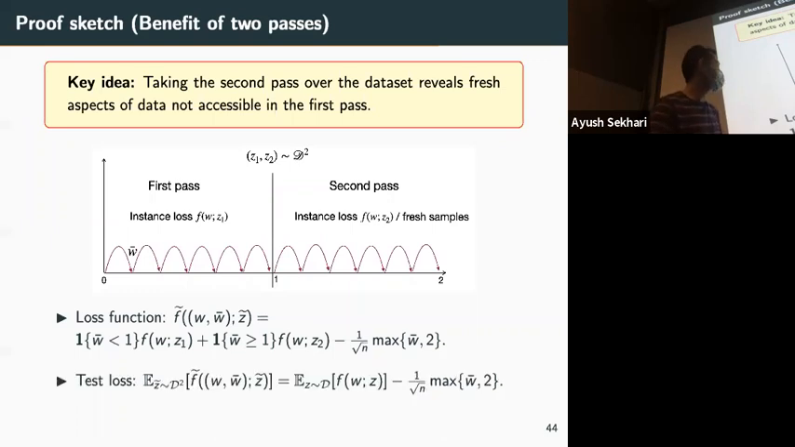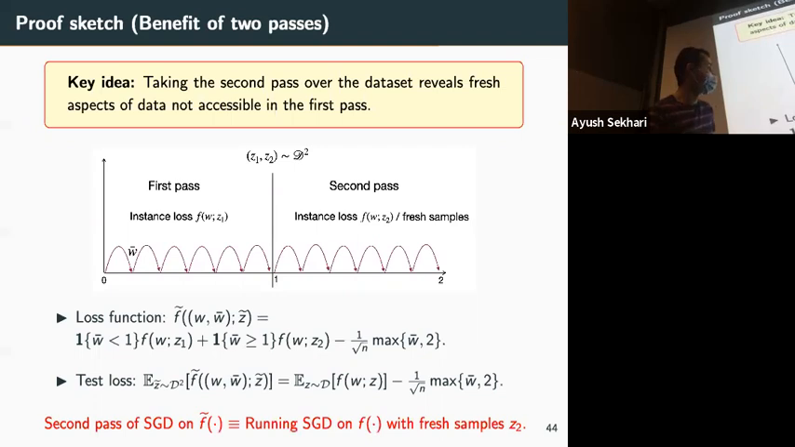But Z1 and Z2 are such that they are from the same distribution. And if you look at the test loss, it doesn't distinguish between Z1 and Z2. So the second pass is essentially giving you IID samples from the same distribution, which help in improving the rate of convergence in this case.